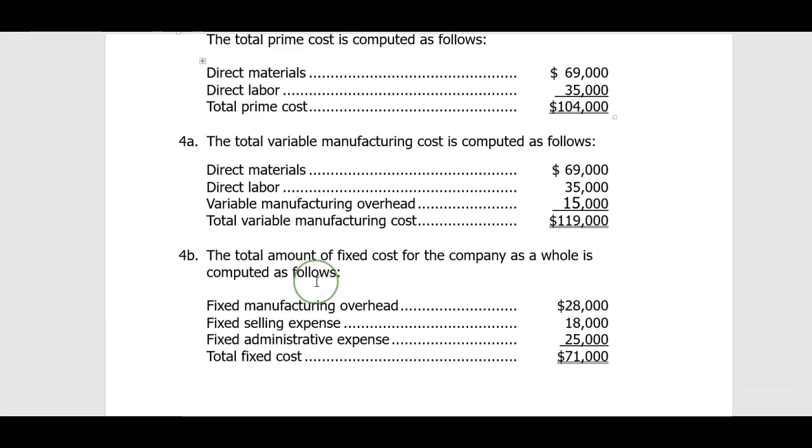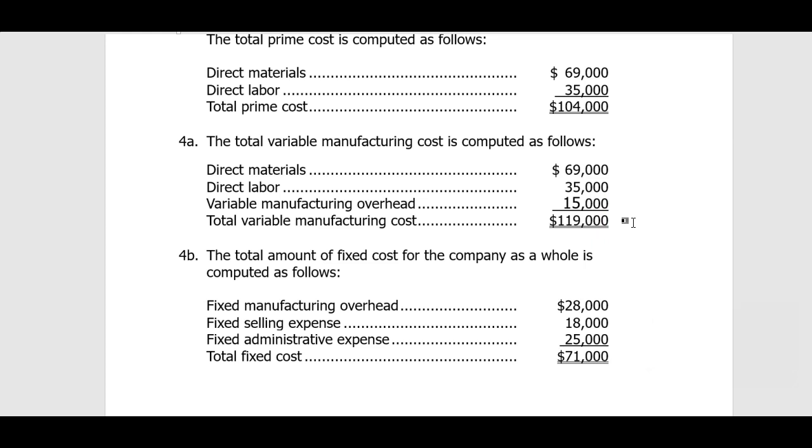4A, what is the total variable manufacturing cost? Total variable. So not just direct, but total variable. So direct materials and direct labor are always variable cost, always. So add those. Now we pick up just the variable manufacturing overhead cost, $15,000. So your total variable manufacturing cost will be $119,000.